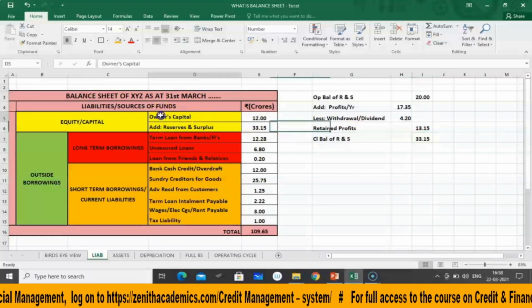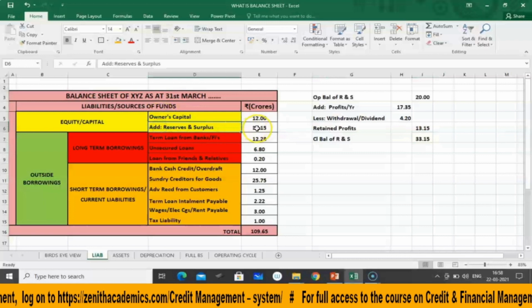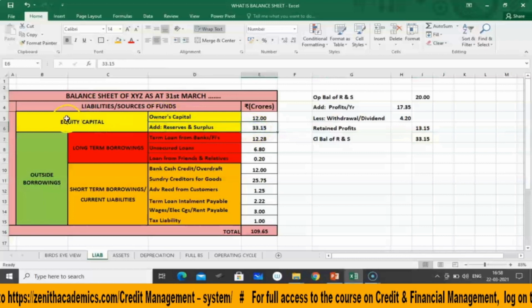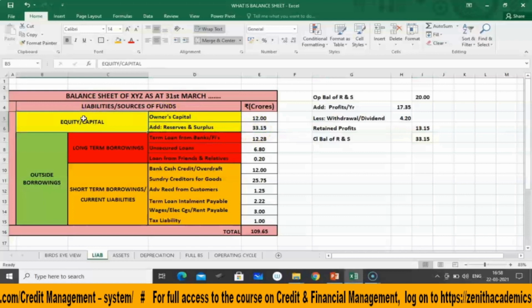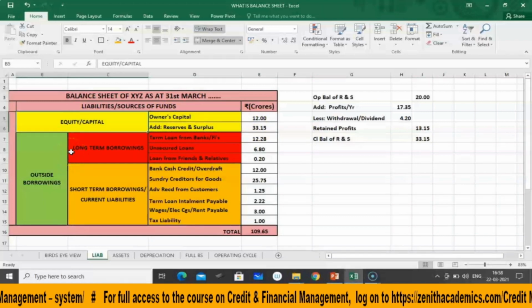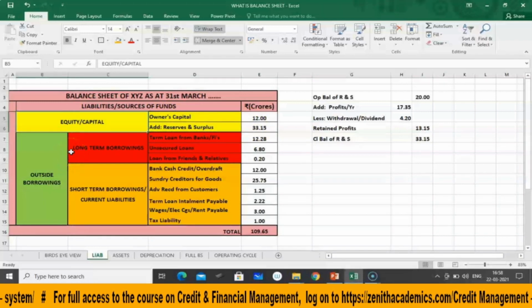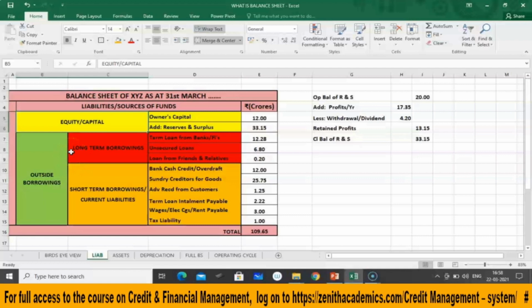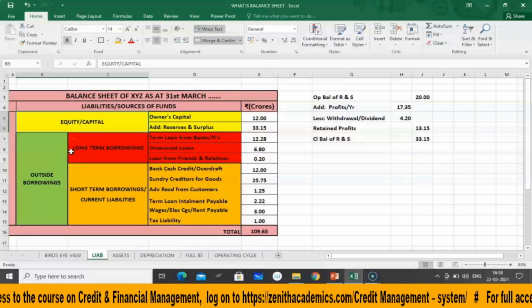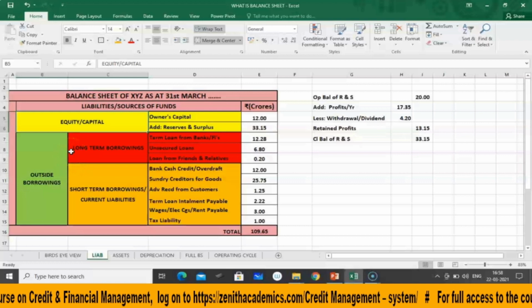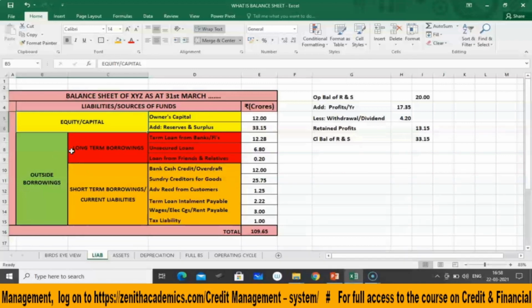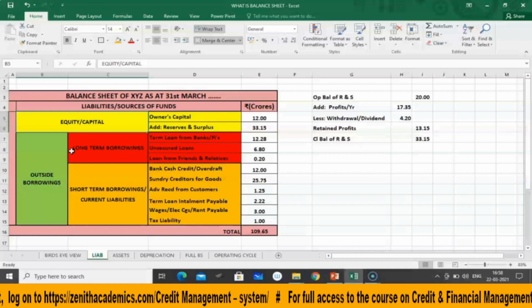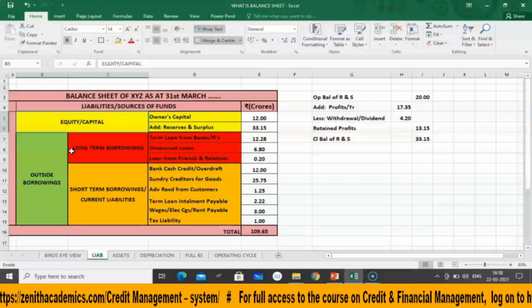Therefore, the owner's capital and the reserves and surplus of 33.15 crores is the equity or the capital of the business. Okay. Now let's look at the long-term borrowings. The long-term borrowings are generally taken to finance capital assets, which require a longer period to generate income. They are taken for a longer period of more than 12 months and generally carry an interest burden and have to be repaid in fixed time.